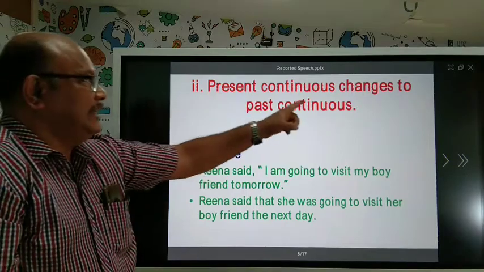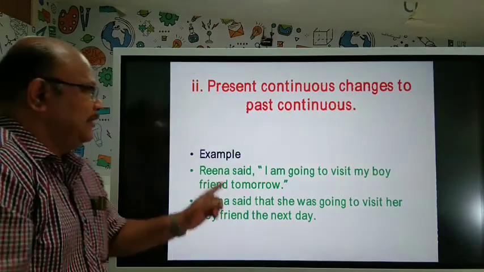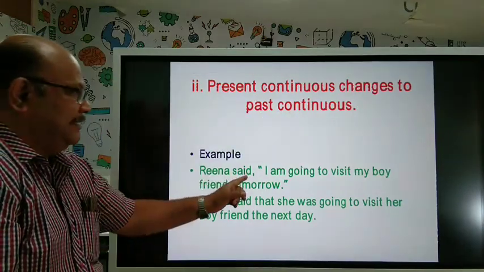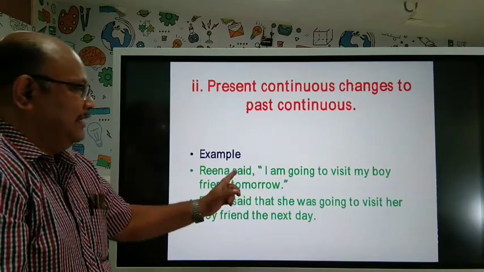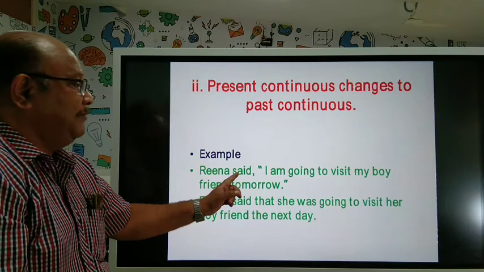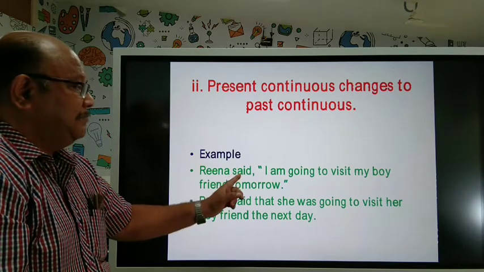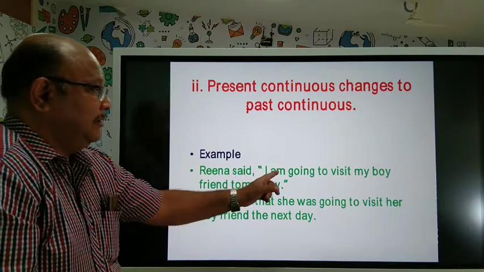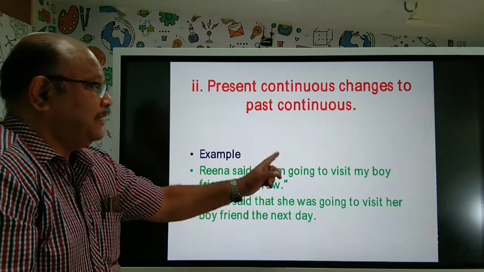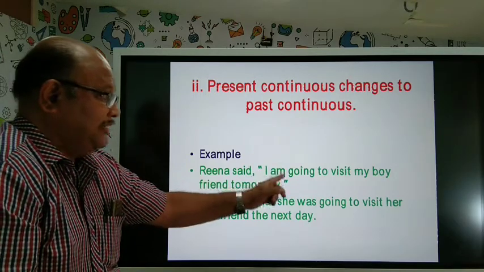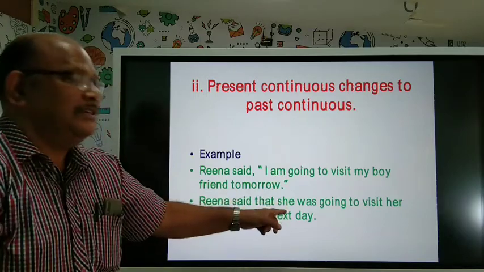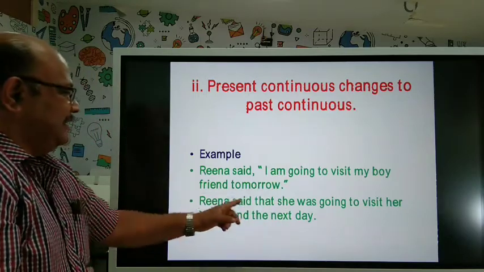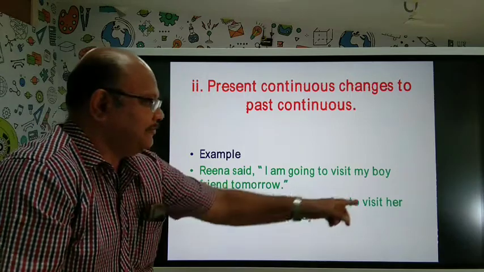Present continuous changes to past continuous. Look at the example. Reena said, I am going to visit my boyfriend tomorrow. Said is the reporting verb, and that is in the past. Therefore, the tense of the reported speech, which is in the present continuous tense, changed to past continuous tense. Reena said that she was going to visit.